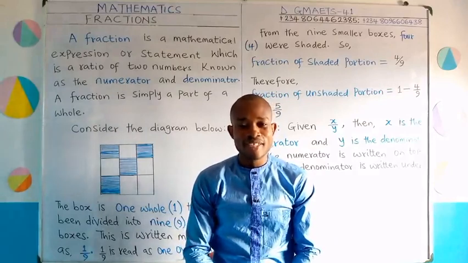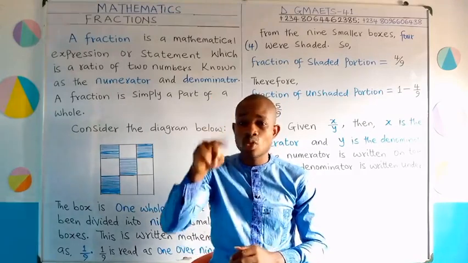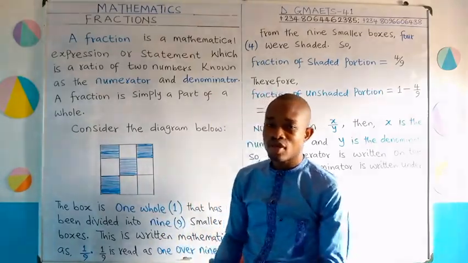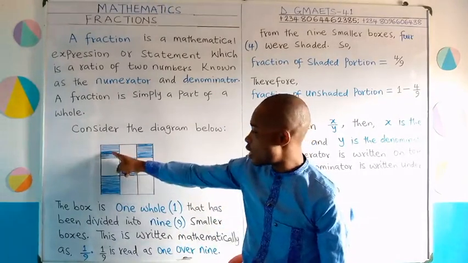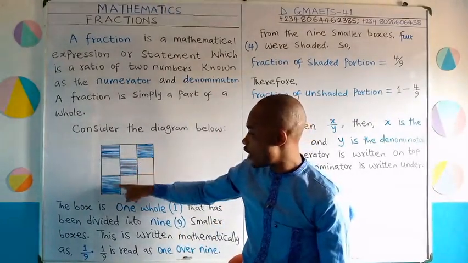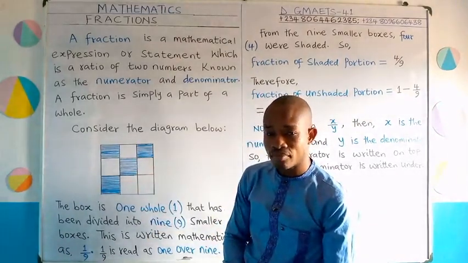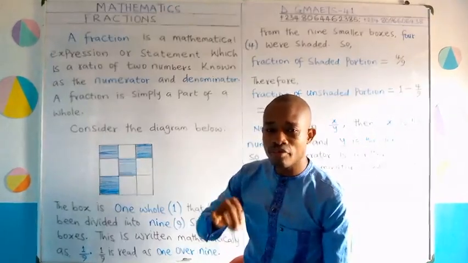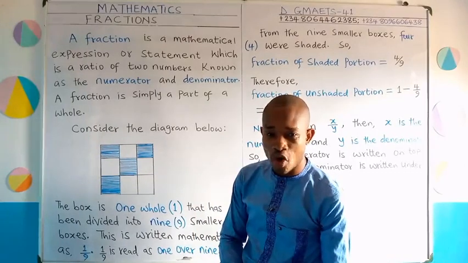Now, there is something I did to these boxes, because I have 9 smaller boxes inside that one whole square box. What did I do to the boxes? Some of them I shaded them. Did you take note of that? Look at this. 1, 2, 3, and 4. I shaded them. You can see that with blue marker. It means that out of these 9 smaller boxes, some of them have been shaded. How many of them were shaded? 4. Is that not so?